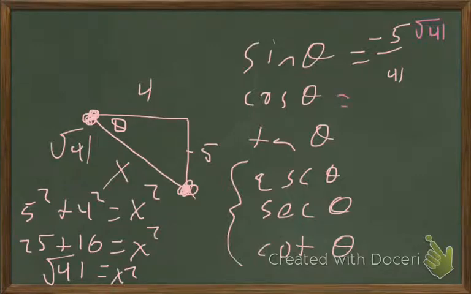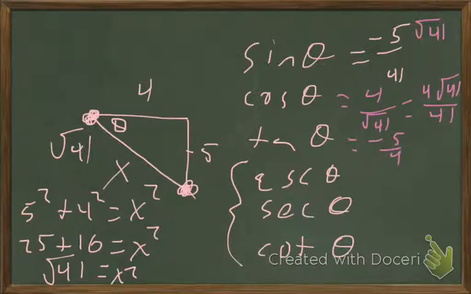Cosine is equally as difficult or easy, however you view it. We do adjacent over hypotenuse, so this is 4 over the square root of 41, which when we multiply top and bottom by the square root of 41, this gives us 4 square root of 41 all over 41. Okay, 41 is a prime number, so we are unable to simplify those out. Tangent is a whole lot easier because it's just opposite over adjacent, so that gives us negative 5 over 4.